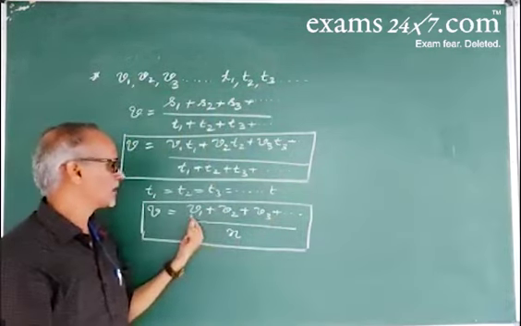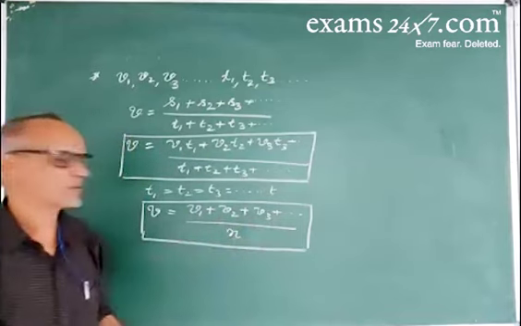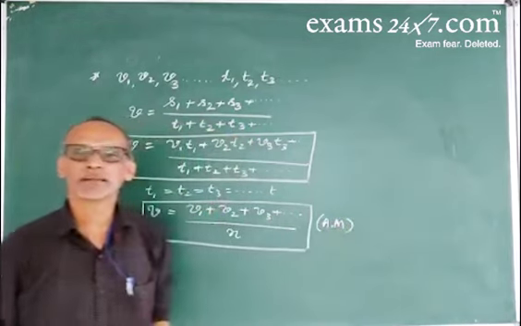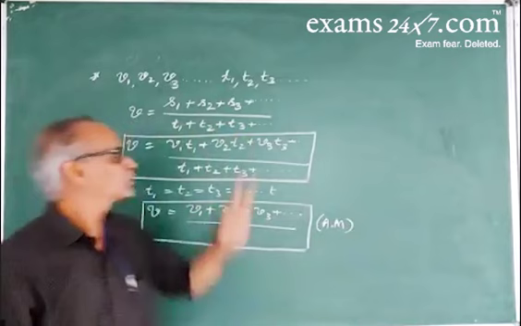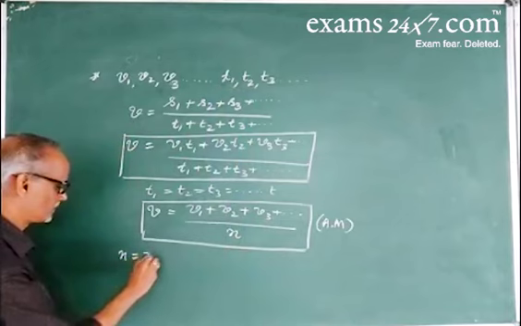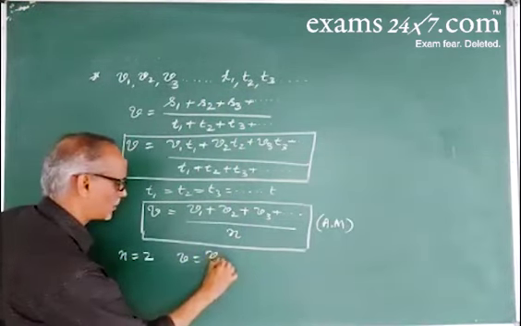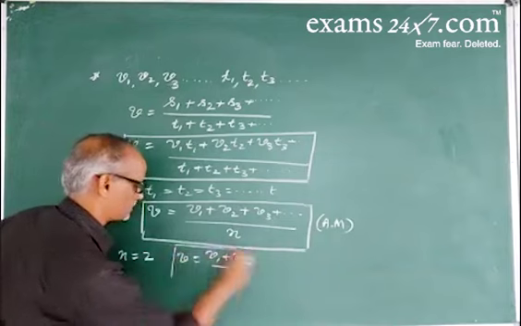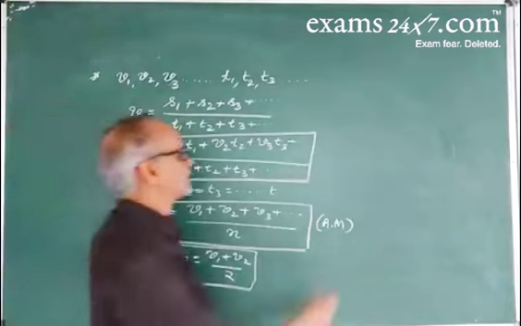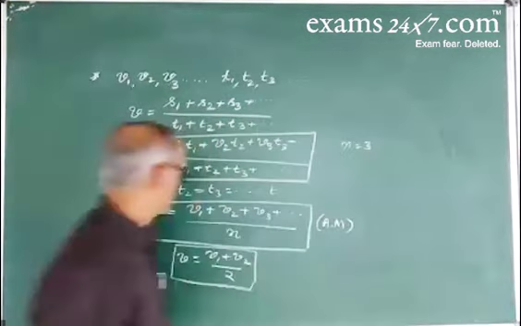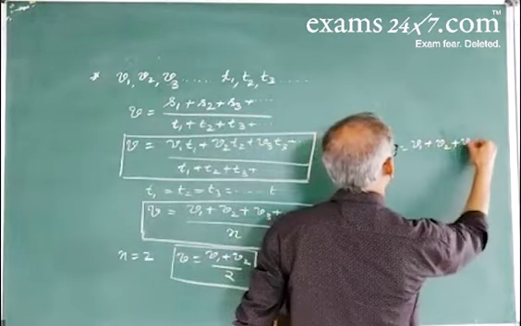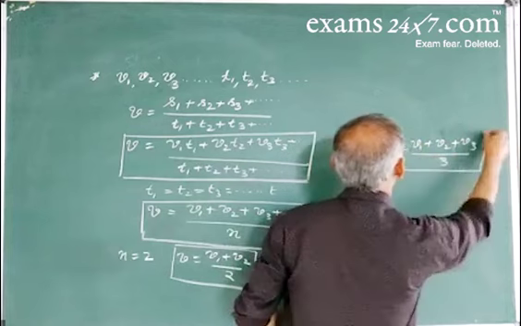So this ratio, adding all the velocities divided by n, is equivalent to the arithmetic mean. Imagine if there are only two equal intervals. In such a case, n is 2. And when n is 2, we get v is equal to v1 plus v2 by 2 for two equal intervals. If there are three equal intervals, then n is equal to 3. So we get average velocity equal to v1 plus v2 plus v3 divided by 3 and so on.